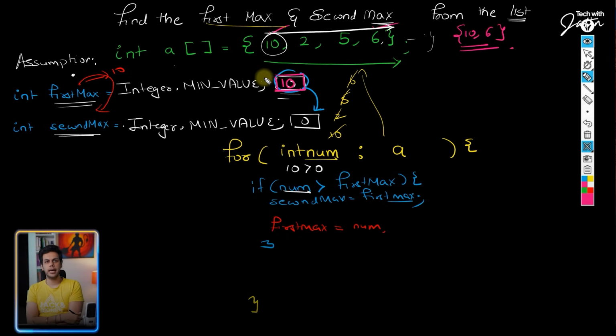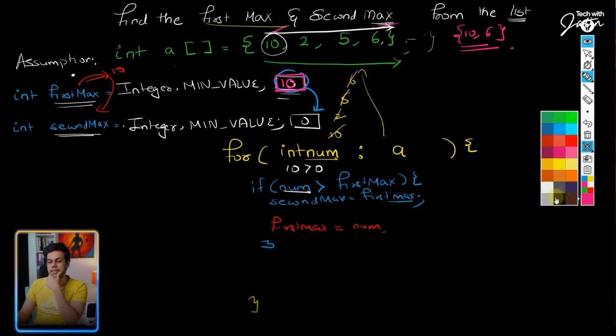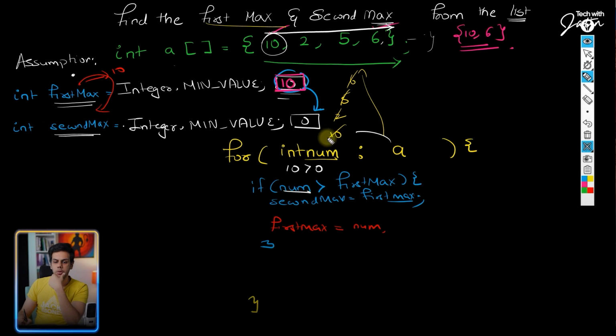Now, can I ask you something? When this thing has happened, did we get the first max? First max is 10, right? I got the 10. So first max is updated with 10. We need to take care of the second max. So in the first iteration, technically, I got the first max. Now, A is going to give me the second number. So A is going to give me 2. So number is technically going to have 2 inside it.